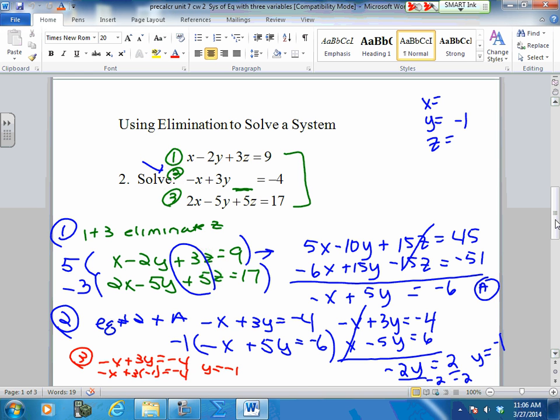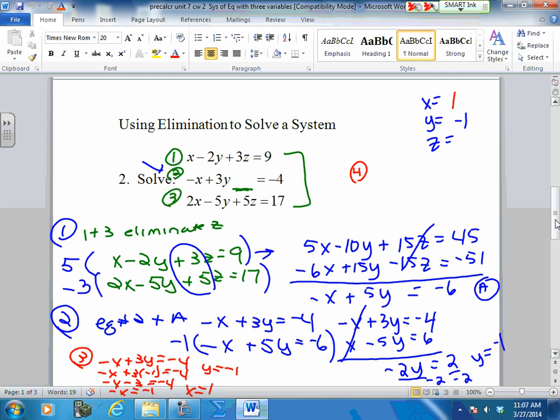Now watch, be careful with your signs. Negative x minus 3 is negative 4. You're going to add 3 to both sides. And how do I solve for x? Divide by negative 1. So x is going to be equal to 1. And now our last step, I'm sorry I ran out of room. I'm just going to put it up here. I can't move my screen because then I'll lose my work.